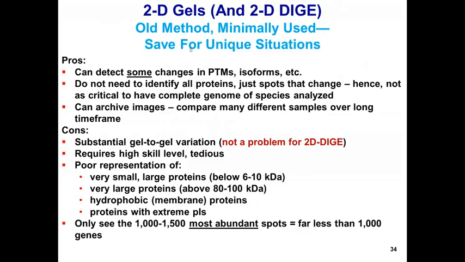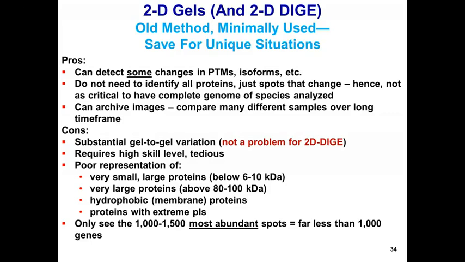A little further detail on two-dimensional gels. Pros are it can detect changes in charge and size, and therefore post-translational modifications. Isoforms, such as alternative splice forms, can potentially be detected, but it doesn't identify all proteins. You're simply looking at spot changes. Another advantage is you can archive the images and compare many different samples over a long time frame.